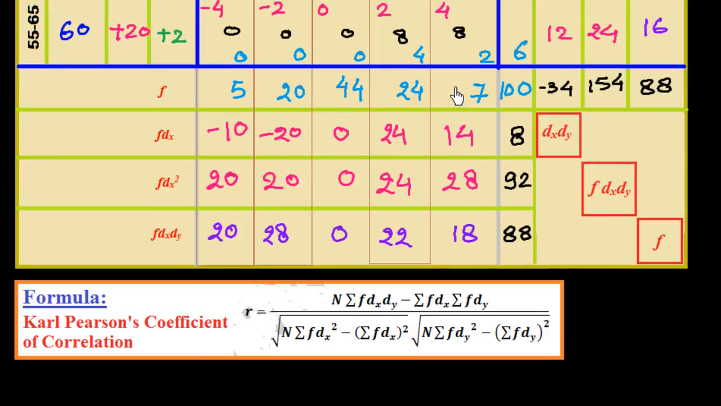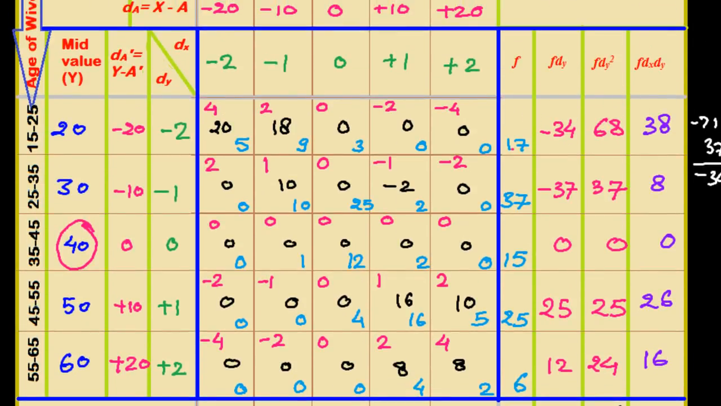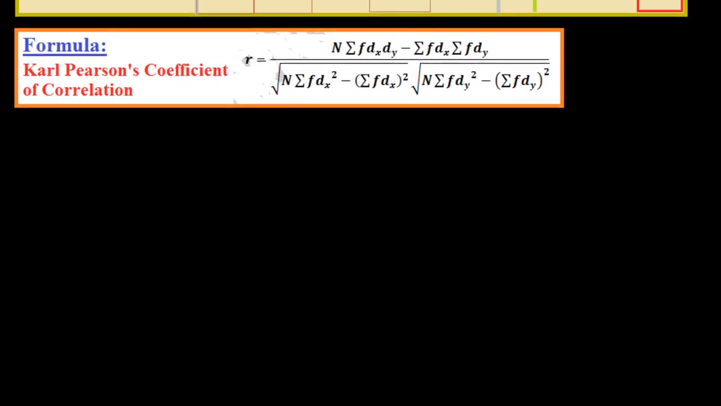So these values we have got: f dx, f dx square, f dx dy, f dy square. We need all these things in this formula. So look at here, we have to now put all the values in this formula. We start putting all these values in this formula, whatever we have got there.